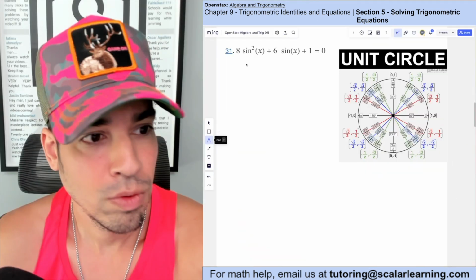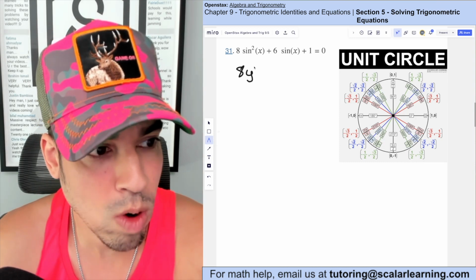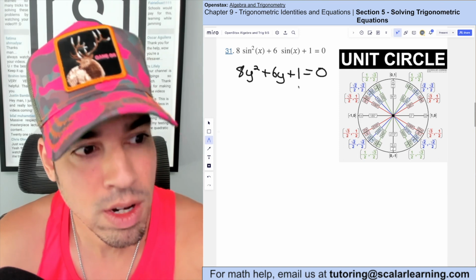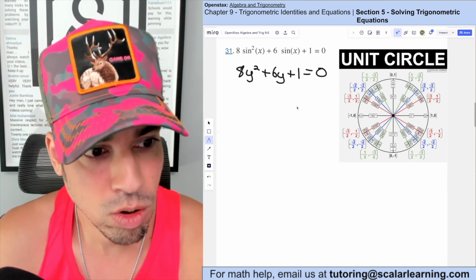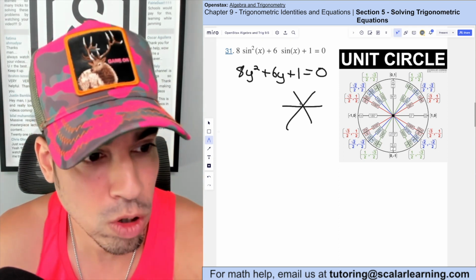Boom, done. So for this one, really, we have a quadratic, right? It's the same as if you had 8y squared plus 6y plus 1 equaling 0. It'd be the same thing. So here we have a leading coefficient. We're going to have to use the star method if this is factorable. If it's not, we're going to have to use the quadratic formula.